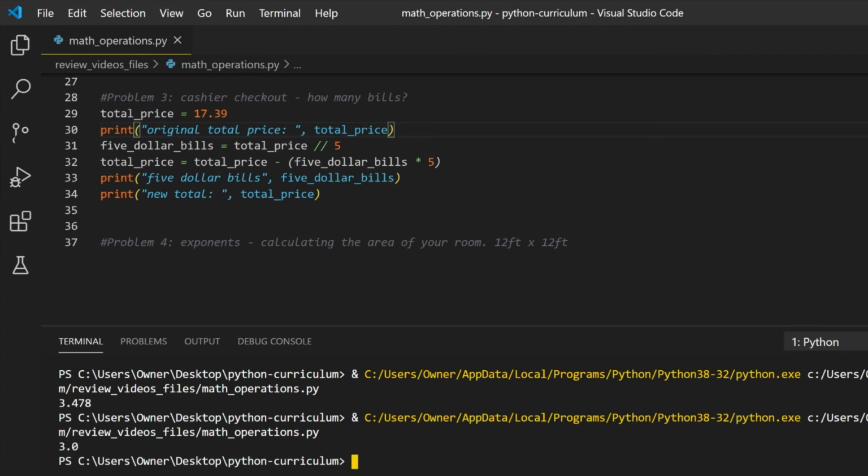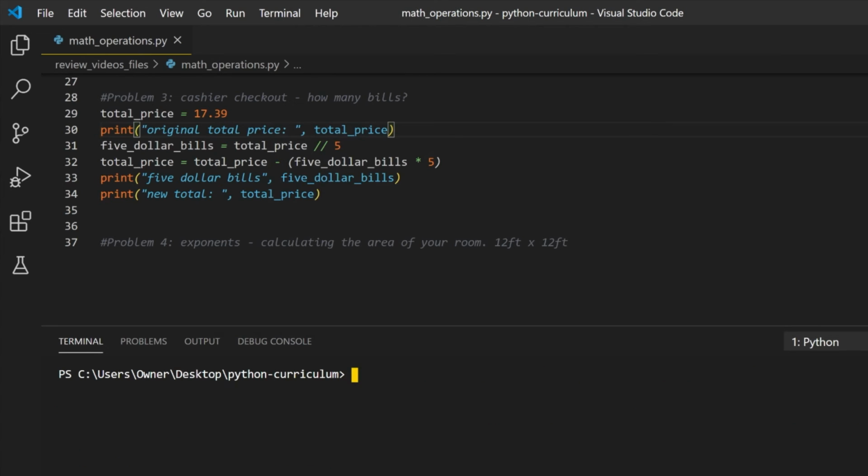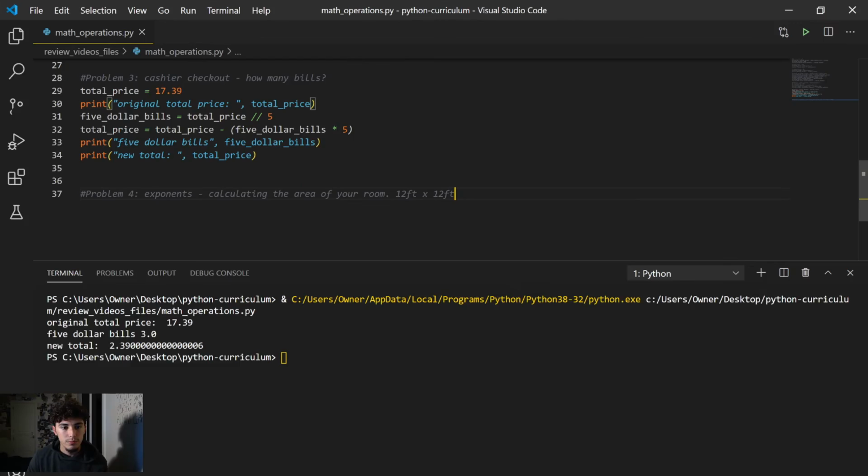And we'll go ahead and save this. Let's clear my screen and let's run this. Cool. So we have an original total price of $17.39. We've calculated that we need to give our customer 3 $5 bills, and then we did $17.39 minus 3 times 5, which is 15, which gave us our new total price, our new remainder, which is $2.39.00001, or all those zeros.